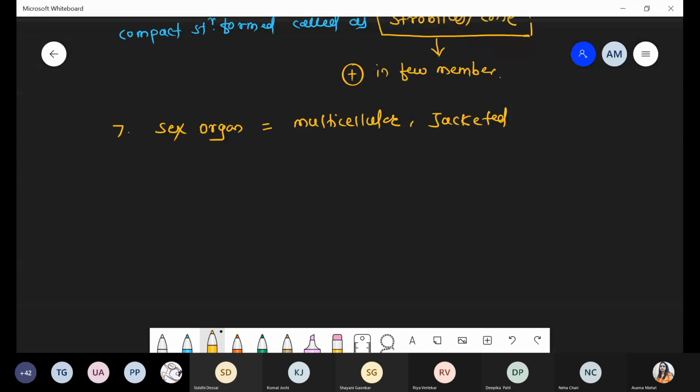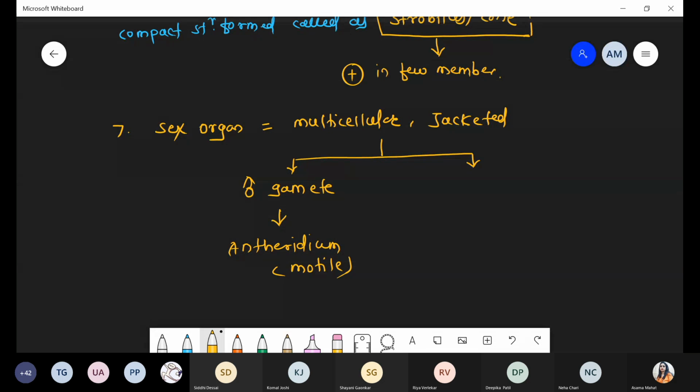Now we are talking about the sex organ. The sex organ is multicellular plus jacketed. You know very well that such sex organs are divided into two categories. Number one, the male gamete organ, simply called the antheridium, and these are motile. Another one, the female gamete organ, which is non-motile, and it is called the archegonium. So in bryophyta and pteridophyta, this portion is similar. There is no change here. Whenever we talk about the female gamete, it is non-motile.